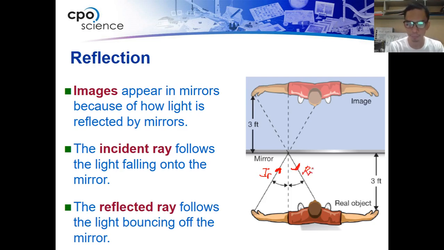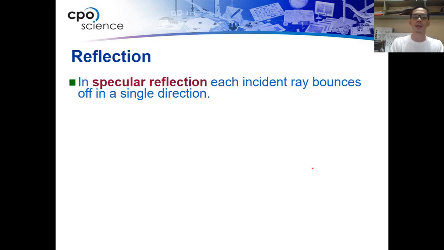So in reflection, there are two rays of light: the incident ray, the light that goes onto the mirror, and the reflected ray, the light that bounces off the surface of the mirror.